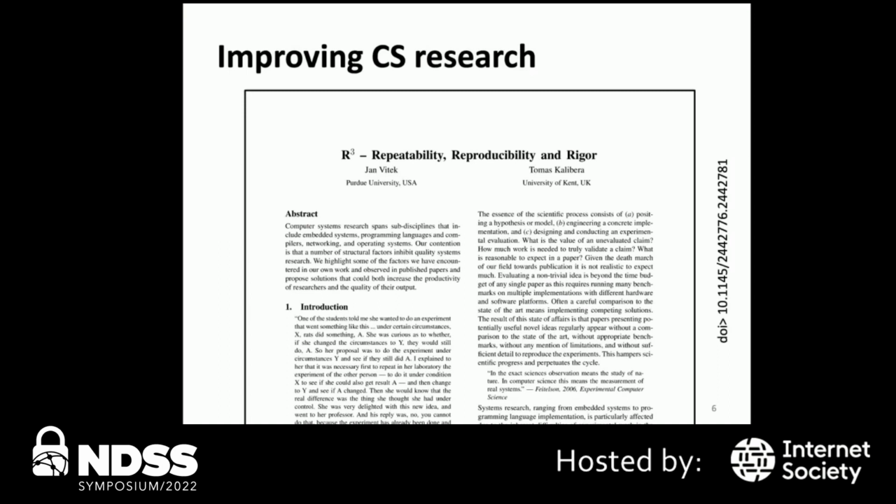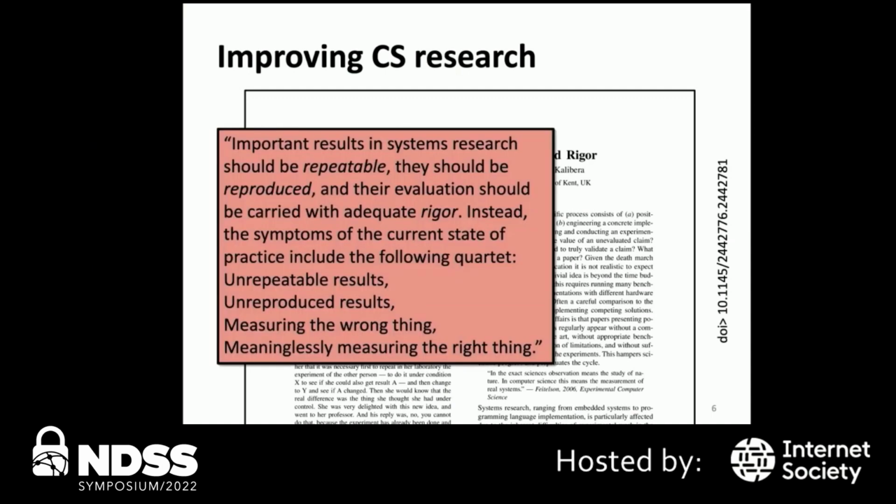So this is a paper that was published in 2012, from SIGPLAN Notices. 2012 is pretty early on in the artifact evaluation history. These authors, Jan Vitek and Tomas Kalibera, looked at a survey of different papers in systems conferences, and they concluded that people's experimental practices were not very good in terms of leading to things that would be repeatable. They say that important results should be repeatable, they should be reproduced, and people should do experiments that have rigor.